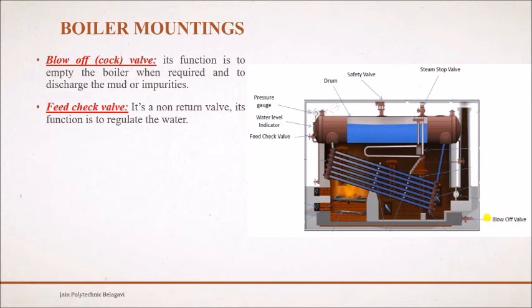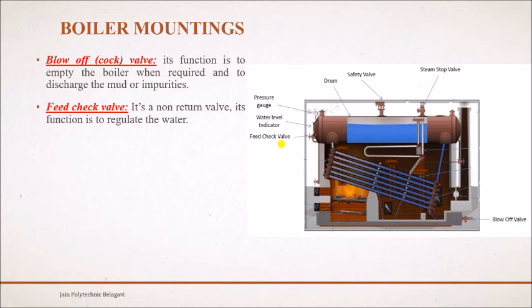So next, feed check valve. It's a non-return valve. Its function is to regulate the water. You can see the feed check valve here. It's a non-return valve. So what is a non-return valve? A non-return valve is nothing but a valve which, if used, allows flow in only one direction. That's why we call it a non-return valve.